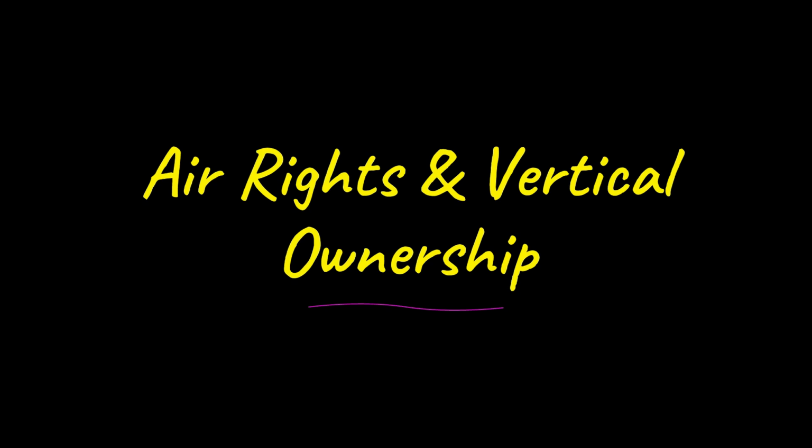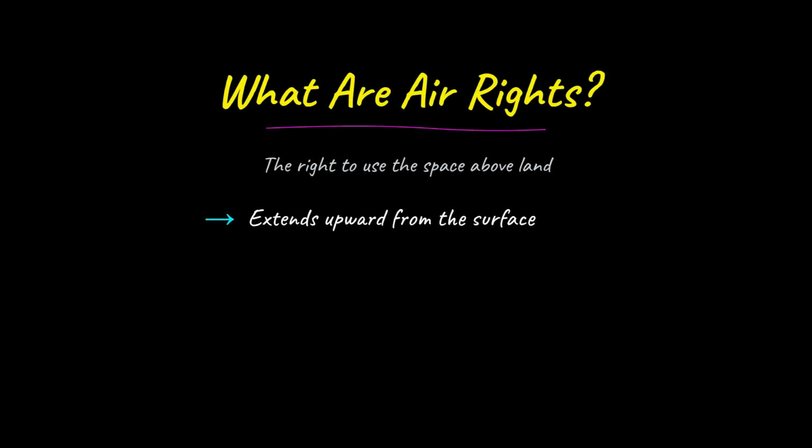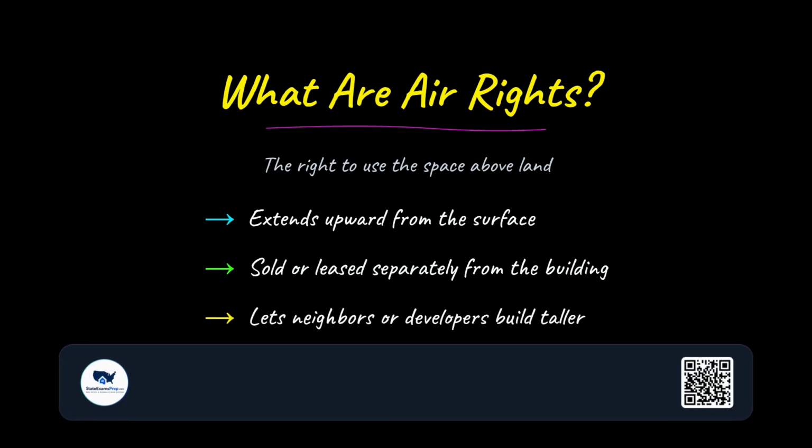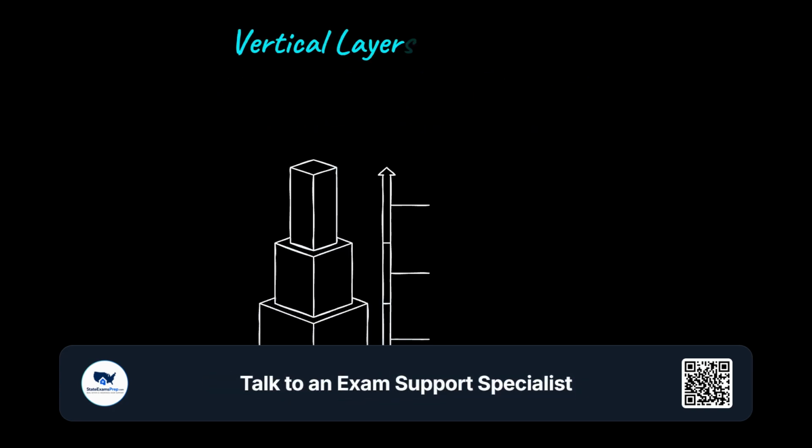Land ownership isn't limited to the surface. It stretches upward into the sky and downward into the earth, and each layer can be bought, sold, or leased on its own. Air rights are the right to control and develop the space above a parcel of land. An owner can keep her building at ground level while selling the overhead development potential to someone who wants to build higher, turning unused vertical space into real economic value.